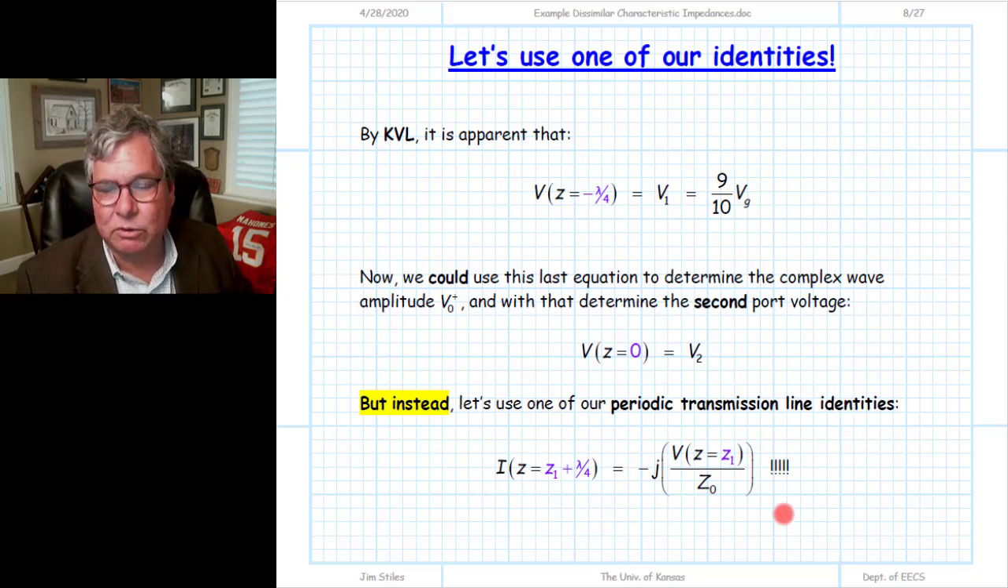And the identity that we'll use here is this one. If I know the voltage at one point on the transmission line, let's say the beginning of the line, I can determine the total current immediately on the other end of the line if it's a quarter wavelength further down. All right, so I know the total voltage at some index value. I can determine the total current at that same index plus lambda over 4, in other words, lambda over 4 further in the direction of increasing Z. All we have to do is take the total voltage, divide by Z0, the characteristic impedance of the transmission line, and multiply it by minus J. So let's do that now.